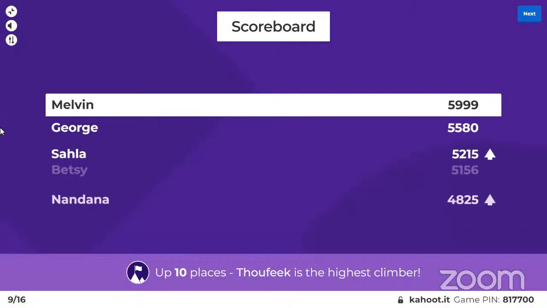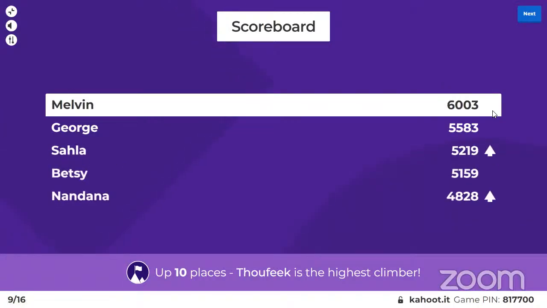Scoreboard. Melvin still on the top with 6,003 points. Second, we have George. Third, we have Sahla. Fourth, we have Betsy. And fifth, we have Nandra. New climber here. Taufik is the new climber here.